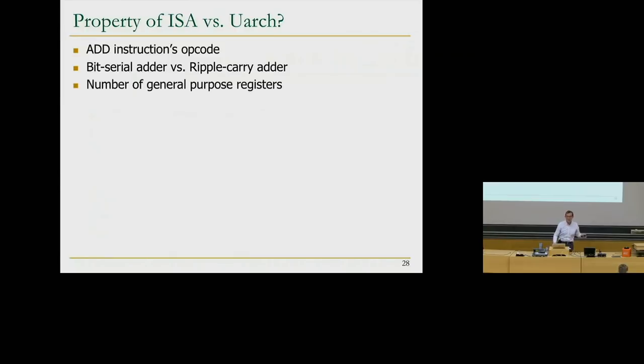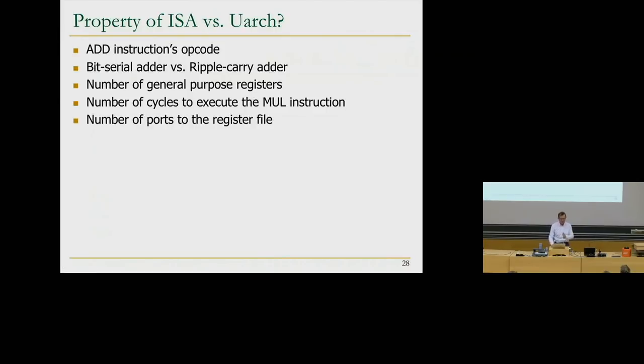Number of general purpose registers, I'll give these to you. Basically, this is part of the ISA. The assembly programmer needs to know the number of general purpose registers to write programs. Number of cycles to execute a multiply instruction. Maybe a bit tricky, but this is really part of the microarchitecture. Again, in the MIPS ISA, there's nothing that you should know about how many cycles it takes to execute an instruction to write a correct program.